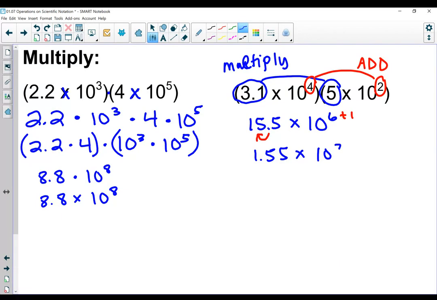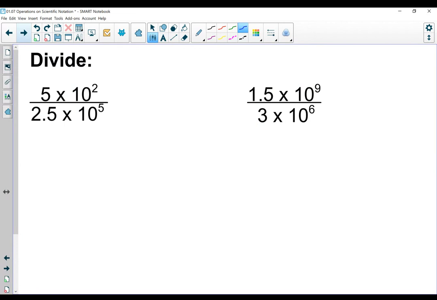So now we'll look at division. So now I have 5 times 10 squared over 2.5 times 10 to the 5th. So something that I like to think about is when we multiply fractions, we multiply straight across. So we could really write this as 5 over 2.5 times 10 squared over 10 to the 5th. Because if I was going to go back and multiply this together, I would multiply the 5 and the 10 squared in the numerator. I'd multiply the 2.5 and the 10 to the 5th in the denominator. So those two are going to be equivalent.